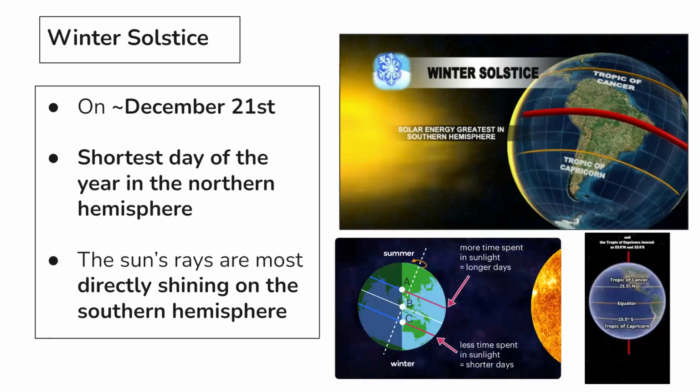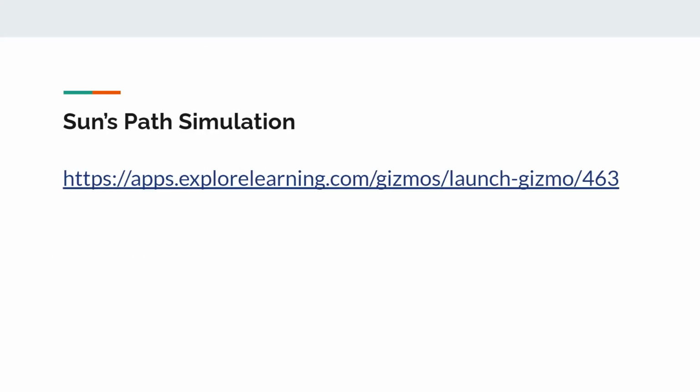And then in the winter solstice, the first day of winter, on December 21st, the sun is actually shining most directly on the Tropic of Capricorn, 23.5 degrees south. And this causes the shortest day of the year in the Northern Hemisphere.